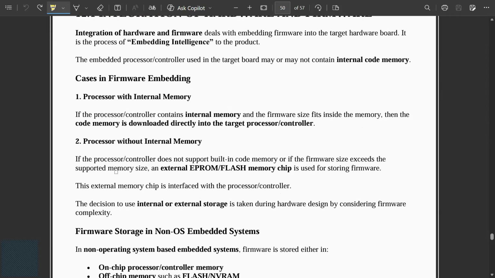What is the cause of this software embedding? Firstly, a processor with internal memory, then a processor without internal memory. There are two cases. In the first case, it contains internal memory and the firmware size fits into the memory, then the code is downloaded directly into the target processor or controller. If it does not support built-in code memory, or the software size exceeds the supported memory size, an external EEPROM or flash memory chip is used for storing the software.